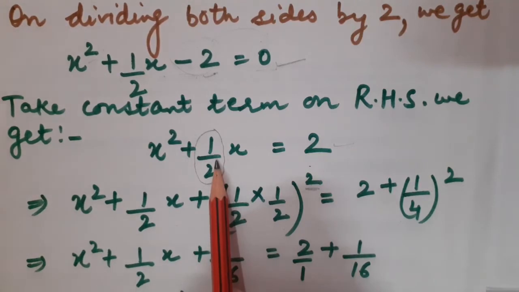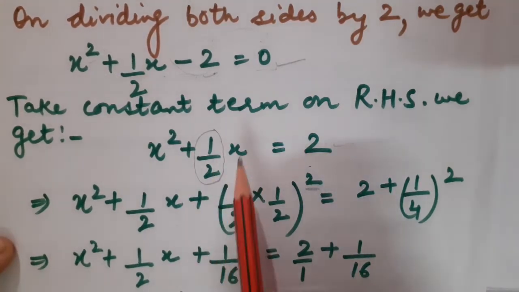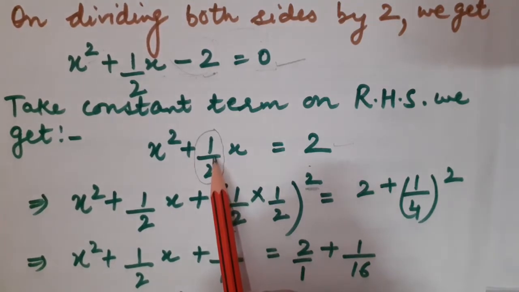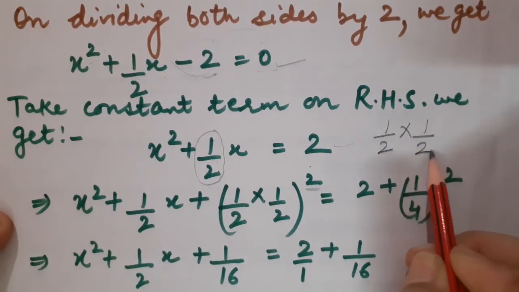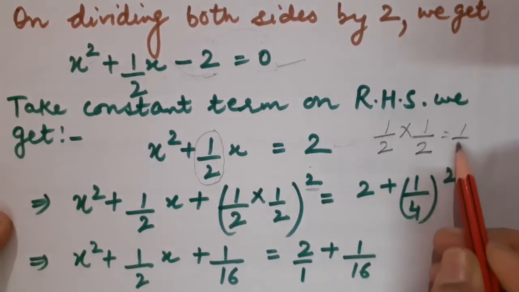We have to now half this half actually. Fine. Don't be confused. This is half. What is this? This is the numerical coefficient of x. Make its half. So what is to be done? What is half of half? That would be 1 upon 4.